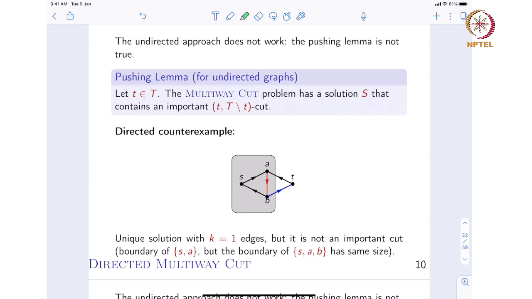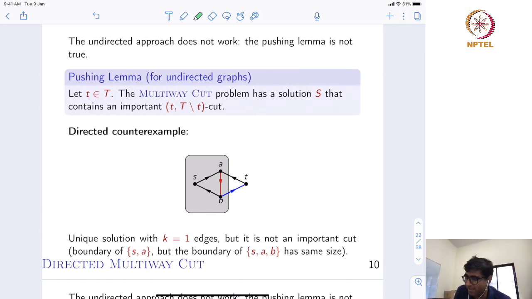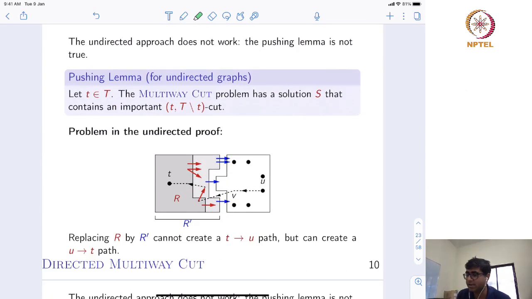But if you delete these blue edges, it is not part of any solution of size at most 1, right? Because there is a unique solution of size at most 1. But then you may ask, why is it failing? If you just try to look at the undirected graph lemma and try to mimic the proof, you will be able to see why this proof does not work.